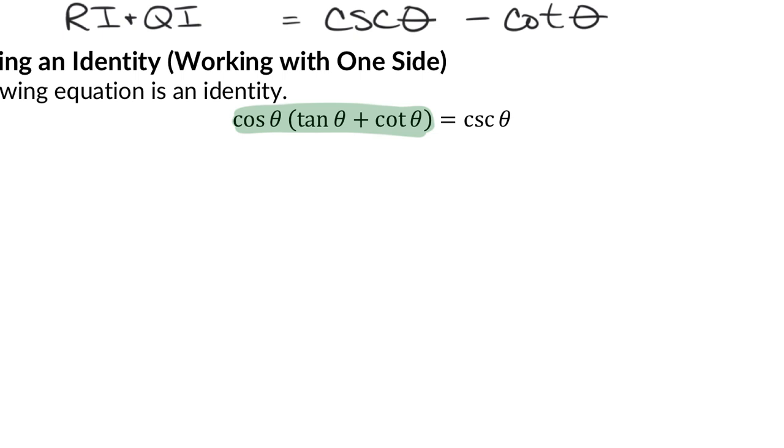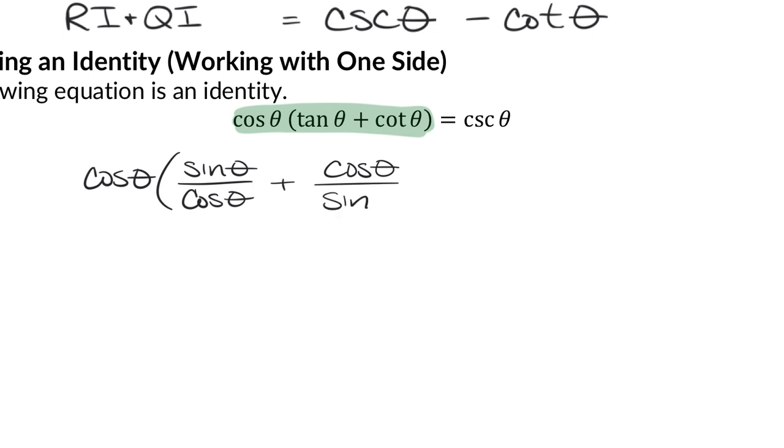Tangent, cotangent. What about those? Change them to sine or cosine. Sure, all right, let's do that. So we have a cosine of theta in the very front. Tangent we can change to sine of theta over cosine of theta. That's the quotient identity. And cotangent we can change to cosine of theta over sine of theta. Times 2.